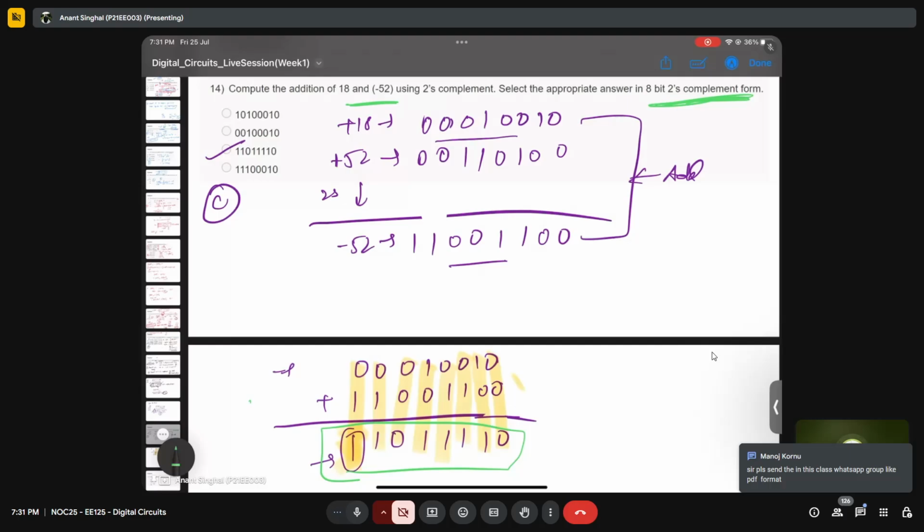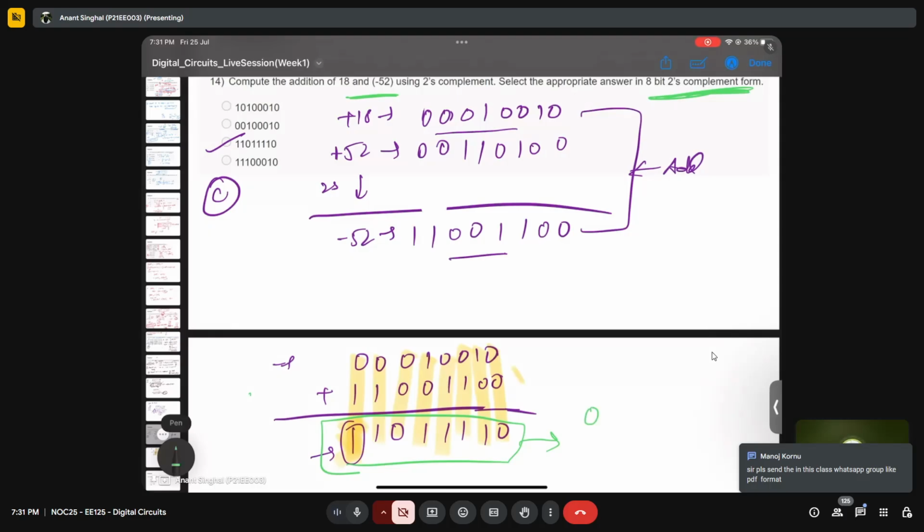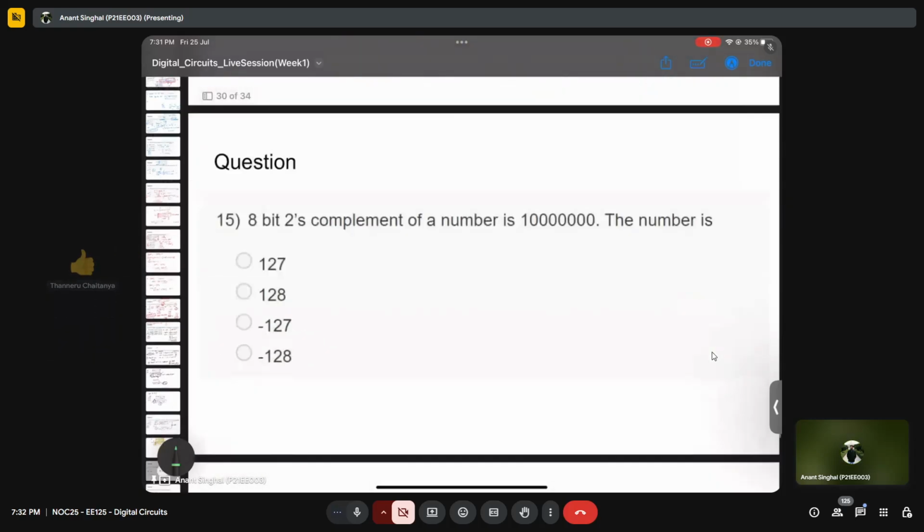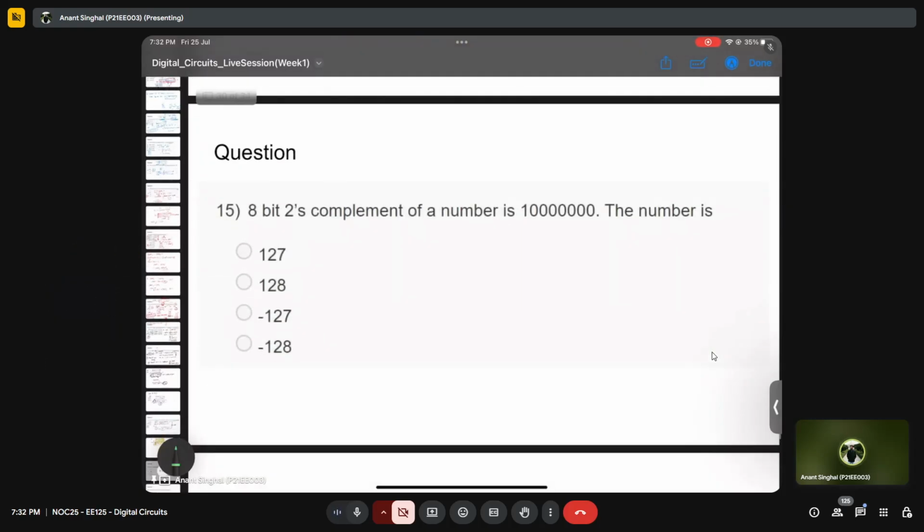So if you do the actual 2's complement of this number now, let's do that also. So it will be 0, 0, 1, 0, 0, 0, 1, 0, which is actually 32 plus 2, that is 34, which is the actual answer in the negative value. So that is why this particular thing is minus 34. Is it clear? Yes, sir. Okay. So let's move ahead to maybe the last problem or the second last problem.